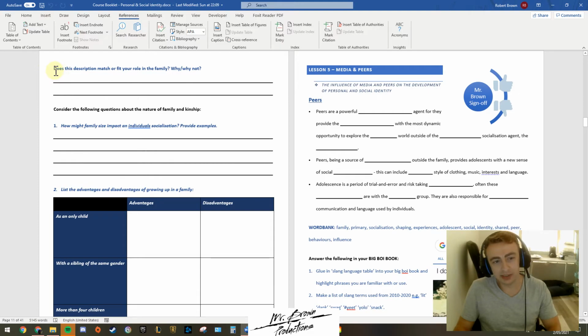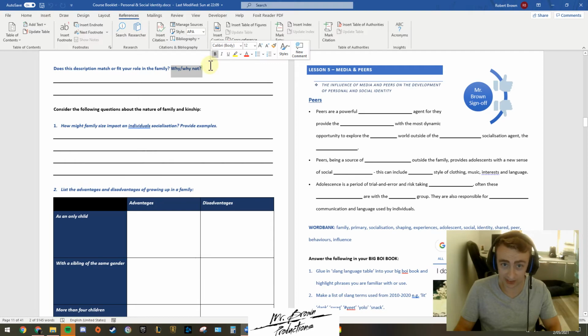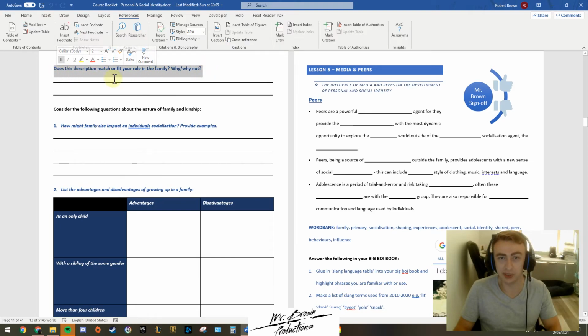I want you to tell me as well, does this description match or fit your role in the family? Why or why not? Don't just write yes, because. I need you to fill the lines and give me a proper justification. A lot of these little questions we are doing are to prep us best for the HSC. Obviously you're not going to get a question like this in your HSC, but the skill of justifying, adding an example and filling the lines in the space is certainly a skill we need. So make sure you do that this week.